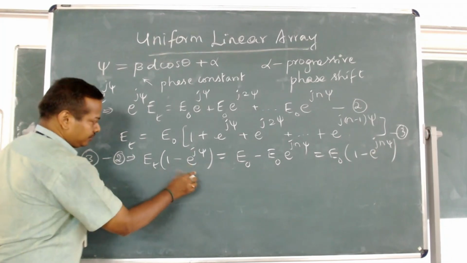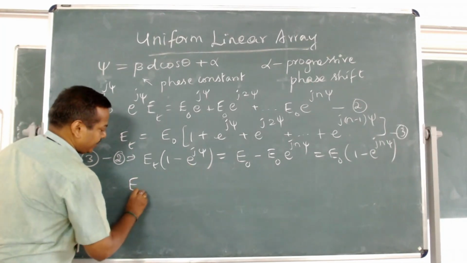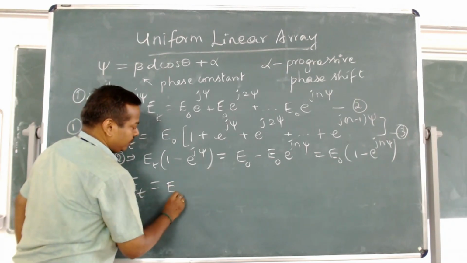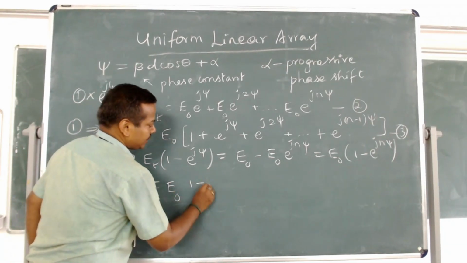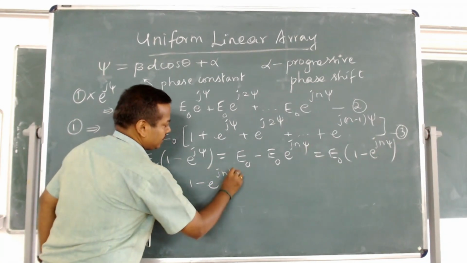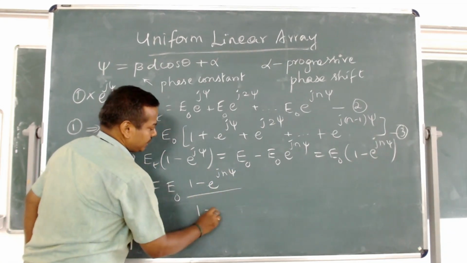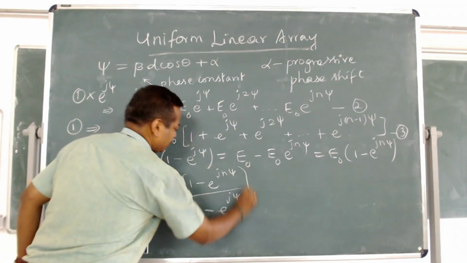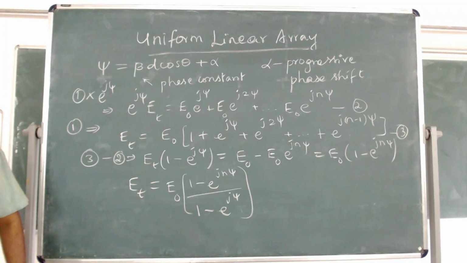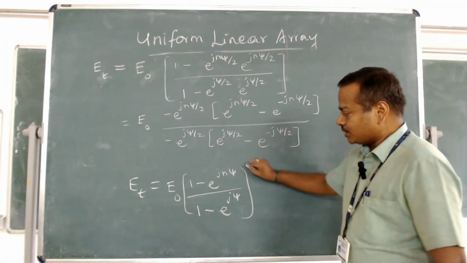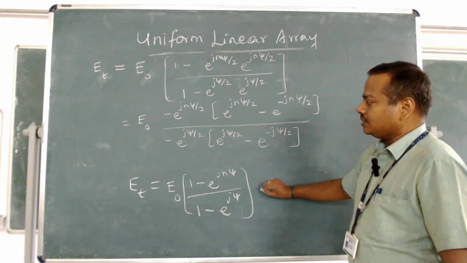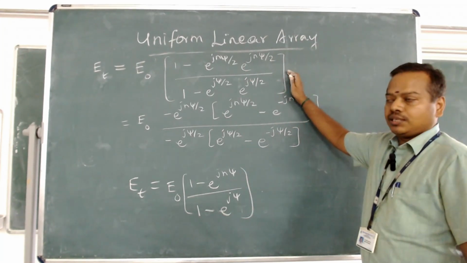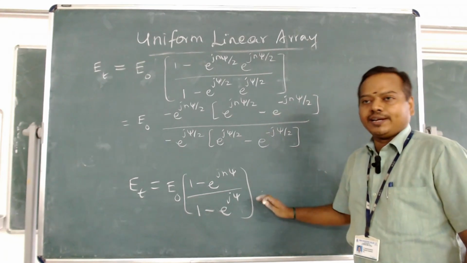If we bring this term to the right hand side, the total radiated electric field is equal to E naught times (1 minus e power j n psi) divided by (1 minus e power j psi). This is one form of the total radiated field, and it can be further modified. We are writing it this way because we are going to find the normalized radiated electric field.